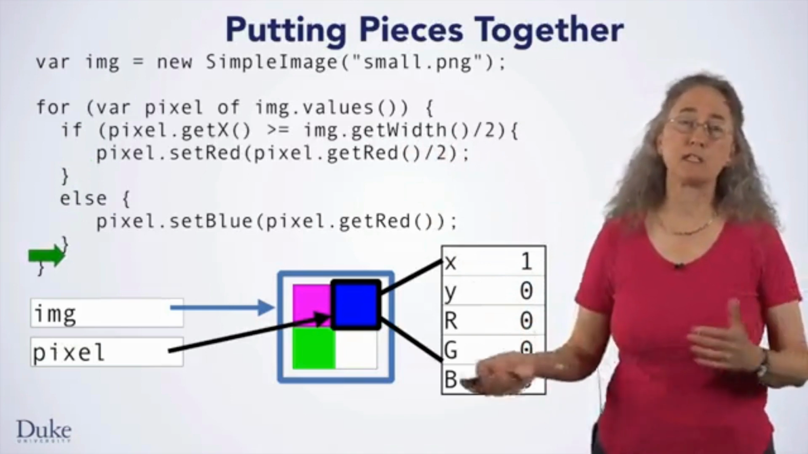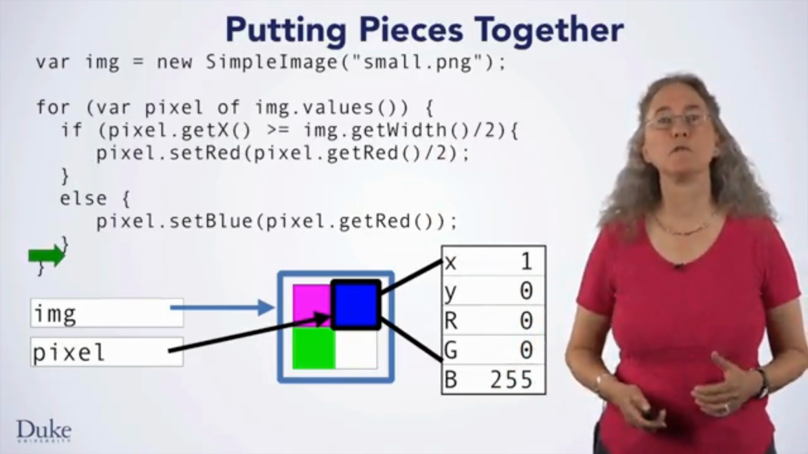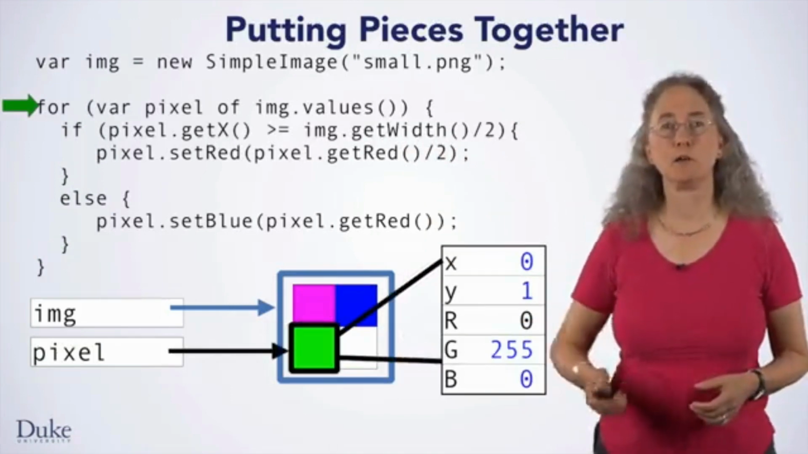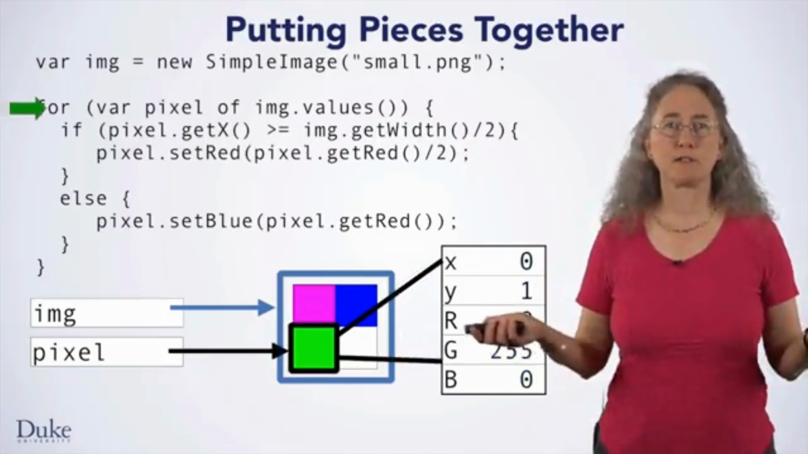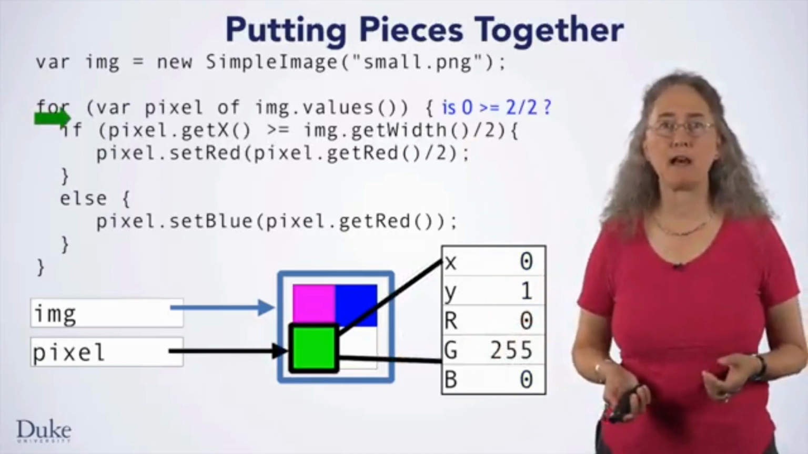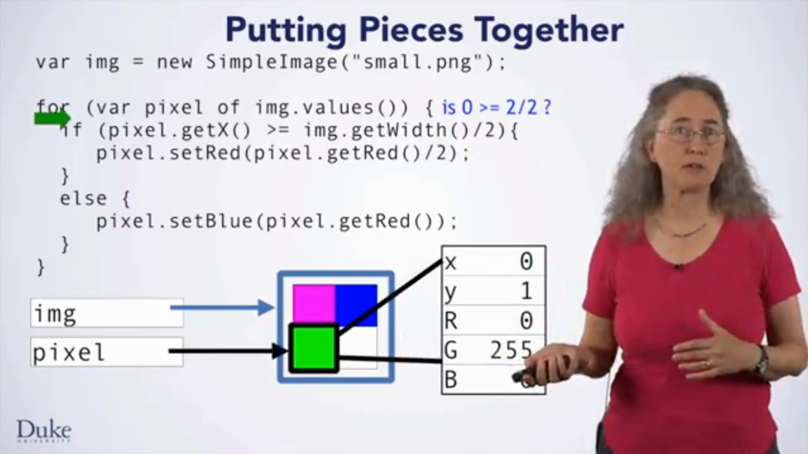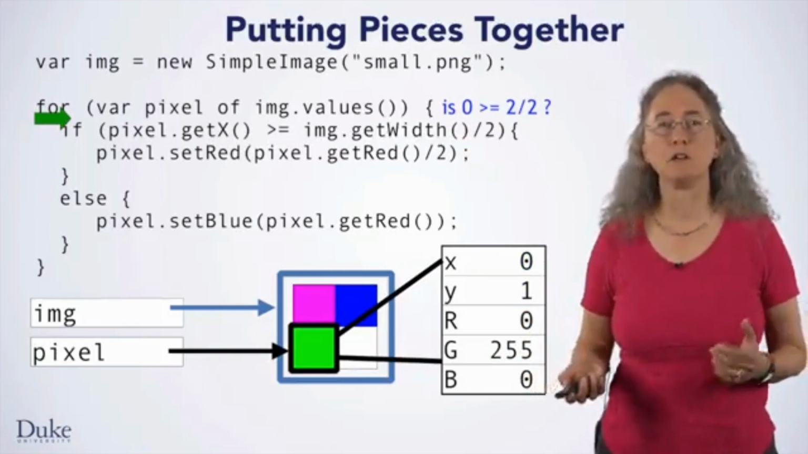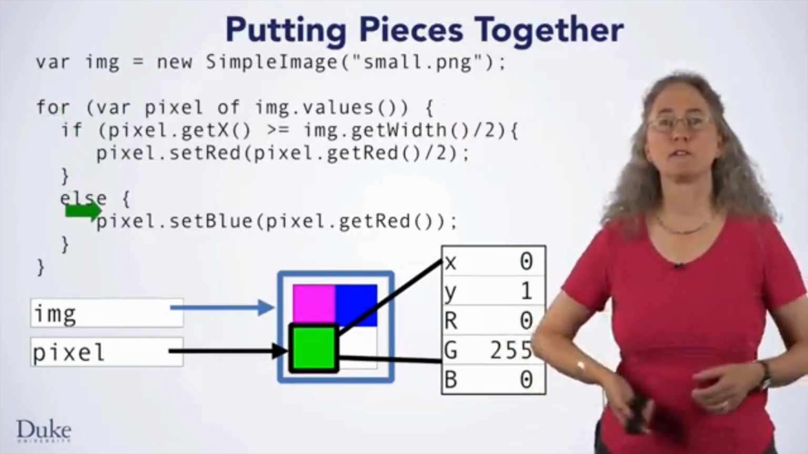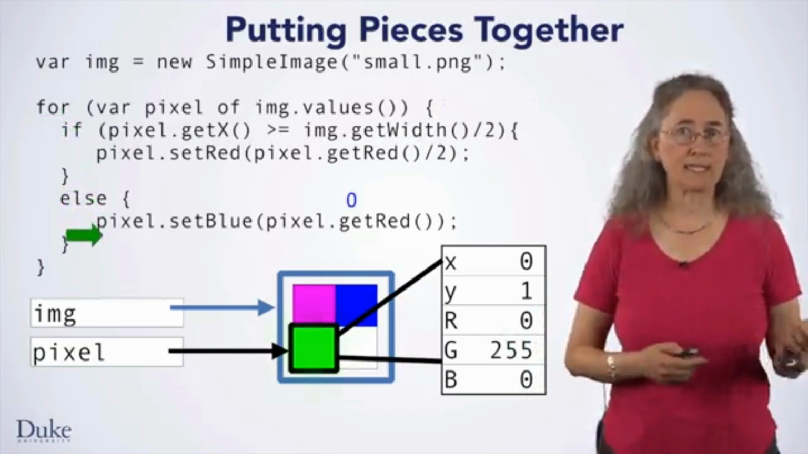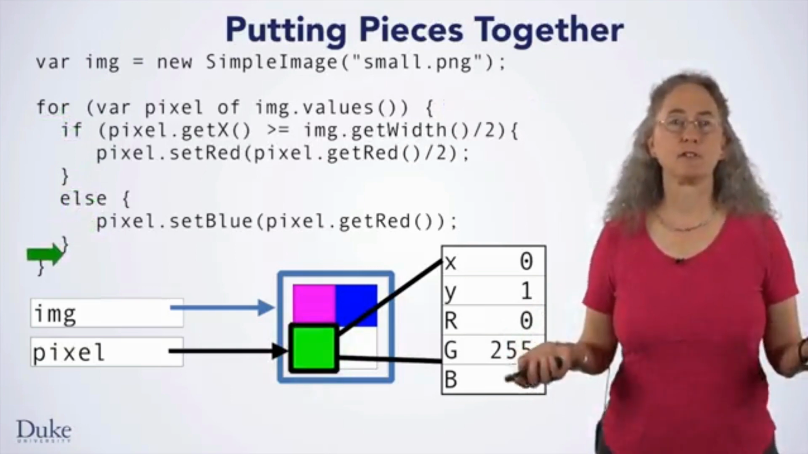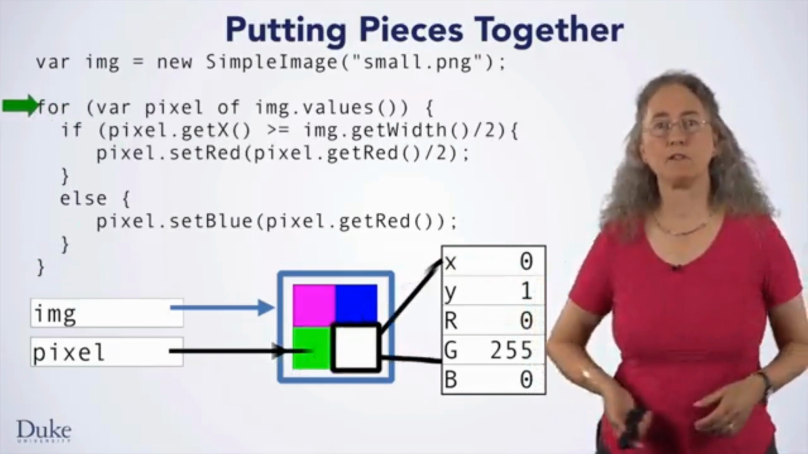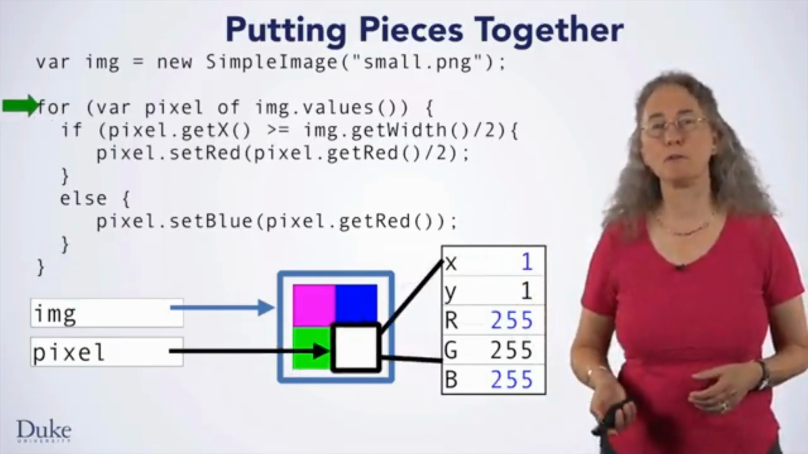We have again reached the end of the for loop, so we go to the next pixel and jump back to the top. This pixel's x is 0, so we are again evaluating, is 0 greater than or equal to 2 divided by 2, which is false. So we go into the else clause. We execute that statement and leave the else clause and go to the next pixel as we jump back to the top of the loop.